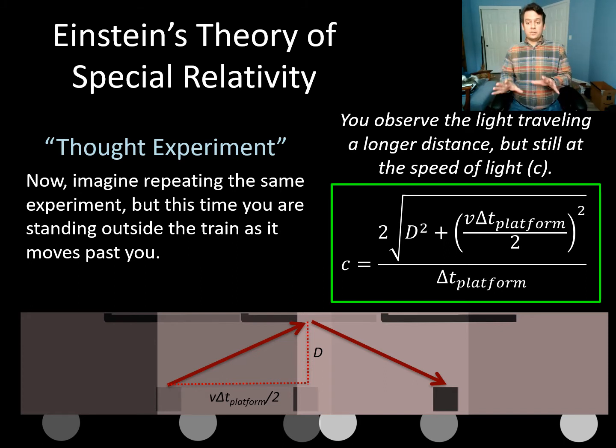And importantly, remember, the speed of light, the left side of this equation, c, is exactly the same in both frames, right? So now we're going to use that fact and see what it tells us about the delta t's.